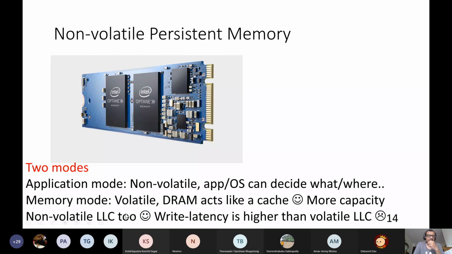Going forward, people are also talking about making the last level cache non-volatile, right? That means even your memory and your last level cache both will contain the data even if you switch off your machine. The downside of all this technology is the latency and bandwidth is extremely low.